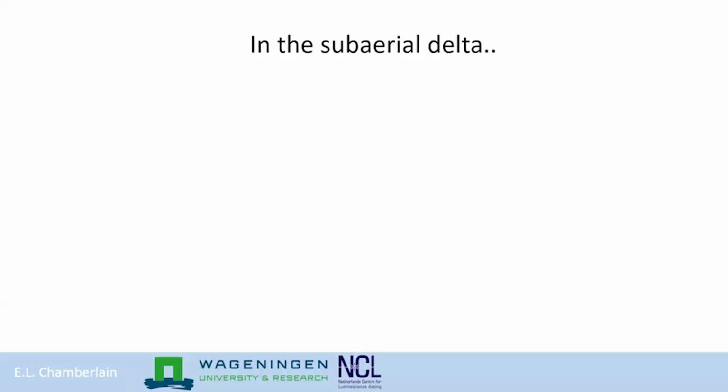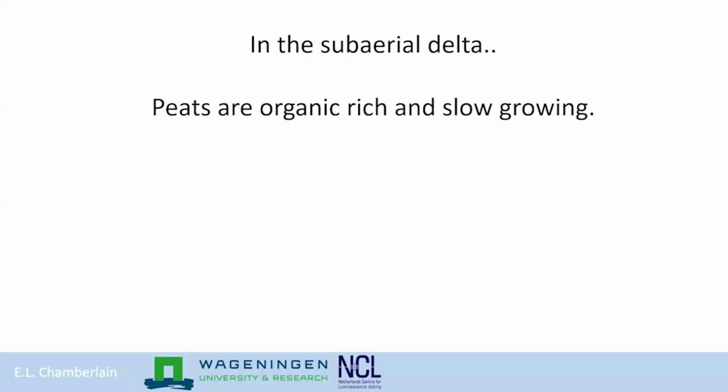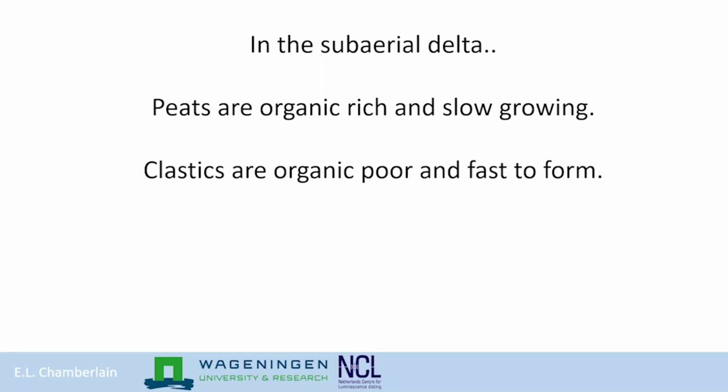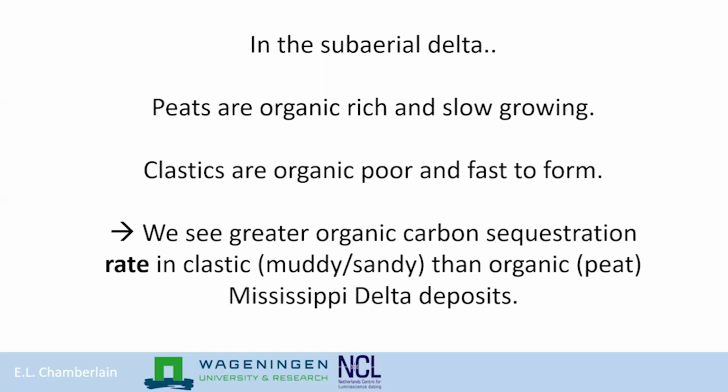So in the subaerial delta, it's wetlands and the sediments that underlie it. We're seeing that peats, of course, are organic rich, but like Tracy pointed out yesterday, they grow very slowly. And in contrast, clastics are organic poor, but they're fast to form. And so this means that we can see a greater rate of organic carbon sequestration in clastic sediments, even though the concentration is much lower. And this is what we're observing in these studies in the Mississippi Delta.